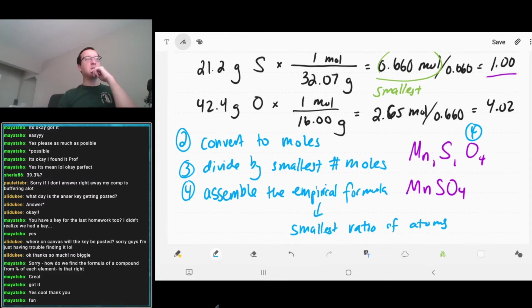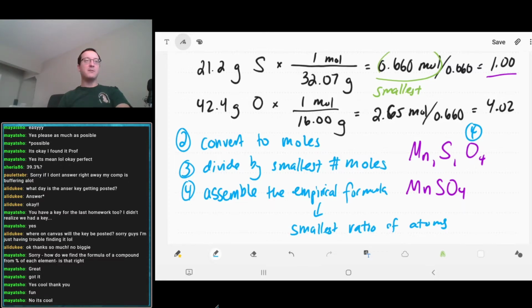Do we have any questions on this particular process? Remember that grams are not a way that we can compare different elements, but moles are. From this formula we can see we have 1 manganese, 1 sulfur, 4 oxygens. All of those would weigh different amounts, because different atoms have different masses. So we're using the idea of moles to figure out how many of each one there are with respect to each other.